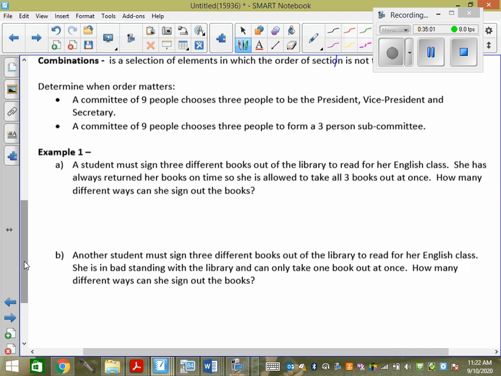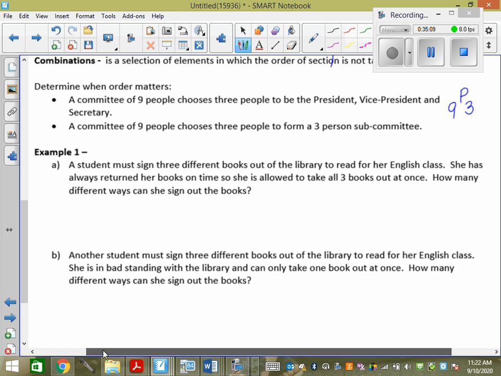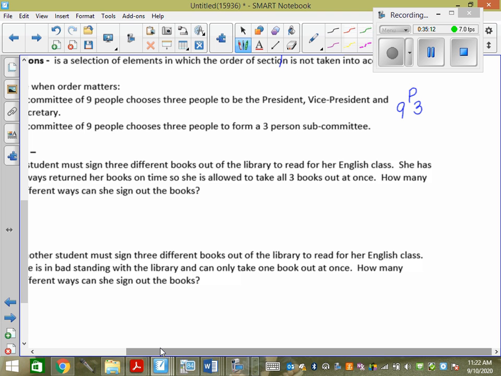So for this question, I would do 9P3. It's permutation. So you type that one in, 9P3, give me an answer.